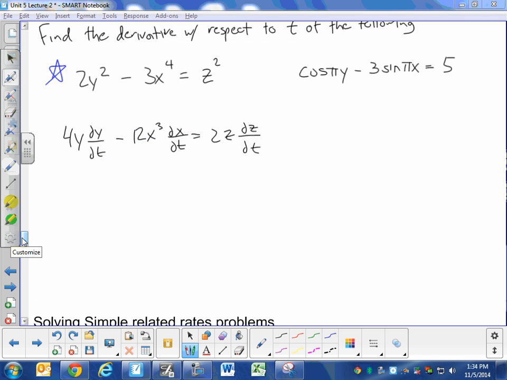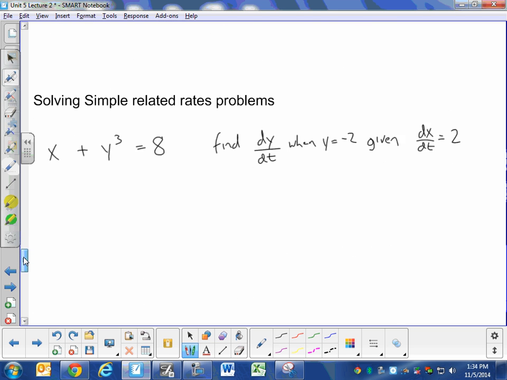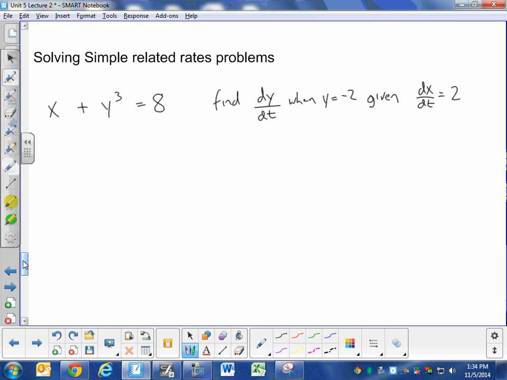Yeah. Well, okay, we're not going to do this one, but we're going to get into our beginning types of related rates problems, where I give you an equation and I give you information and I ask you to find something. All right, all this stuff down is all important.